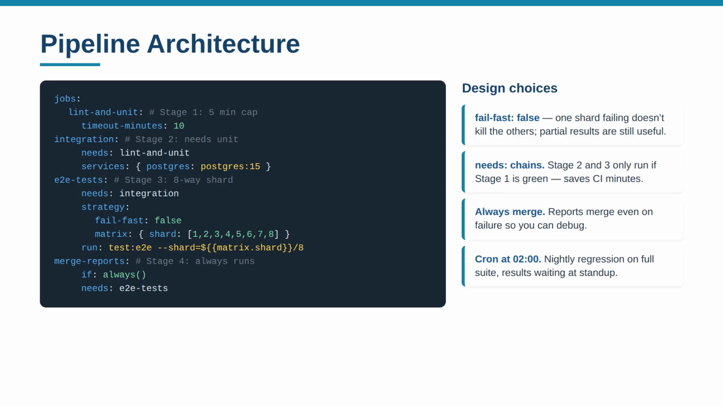3 design decisions worth highlighting. Setting fail fast to false means one shard failing doesn't cancel the other 7. You still get partial results from the healthy shards. The needs chains mean stage 2 and 3 only run if stage 1 is green, saving CI minutes on obvious failures. The unconditional report merge means you can debug failures even when the suite is red. And the nightly cron at 2 in the morning runs the full regression suite, so results are ready before stand-up, not during it.